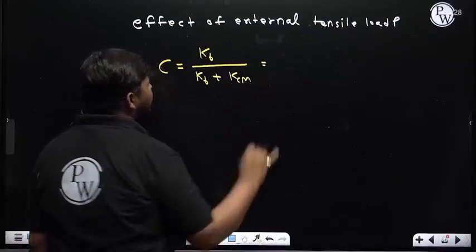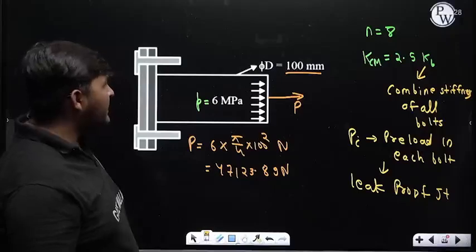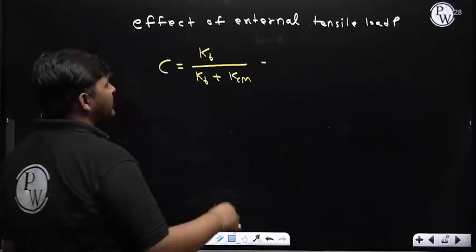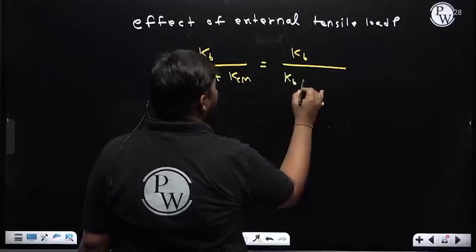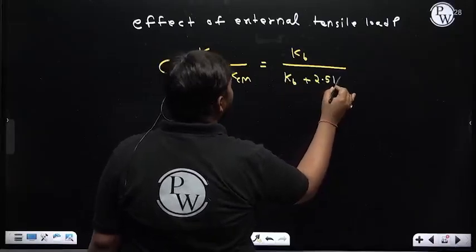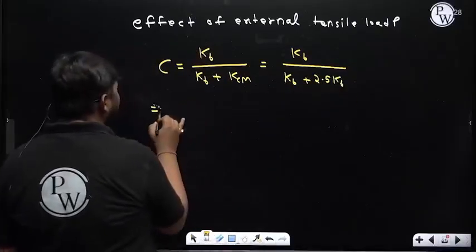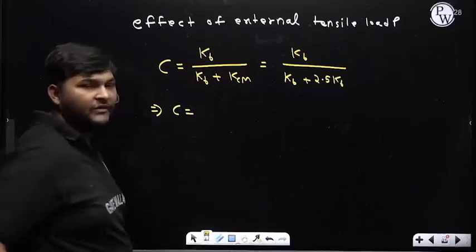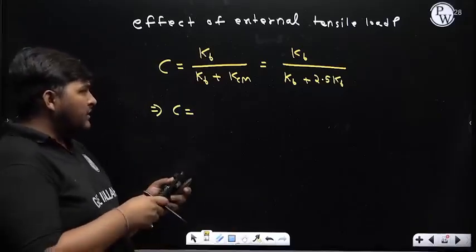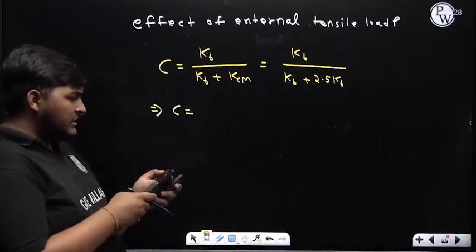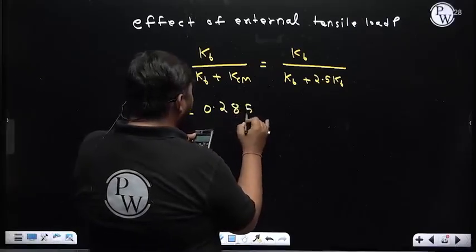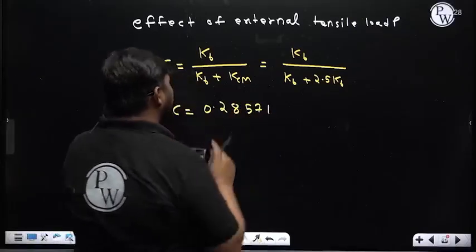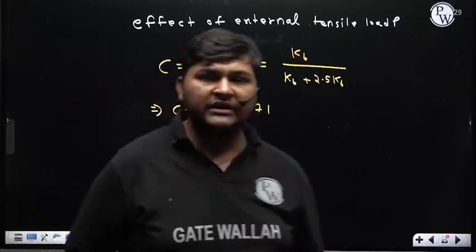Now Kb is given in the question. It is given that Kcm is 2.5 times Kb. So Kb upon Kb plus Kcm, and Kcm is 2.5 times Kb. After solving this, we will get the value of C, that is the stiffness correction factor, and it is coming 1 upon 3.5, you can check the calculation. It is coming 0.28571. It is the value of the stiffness correction factor.